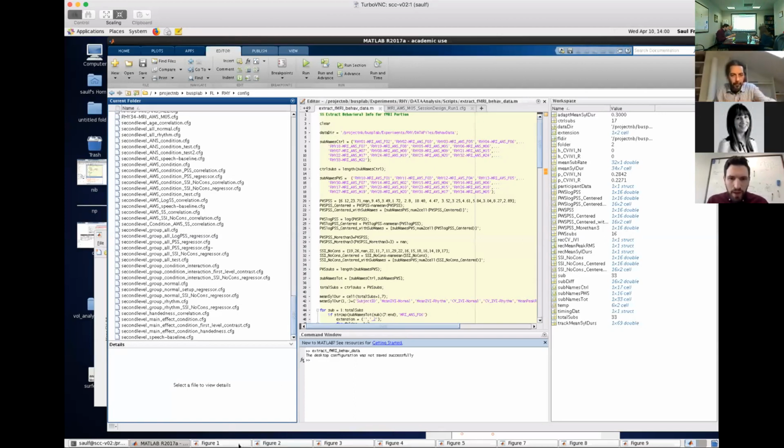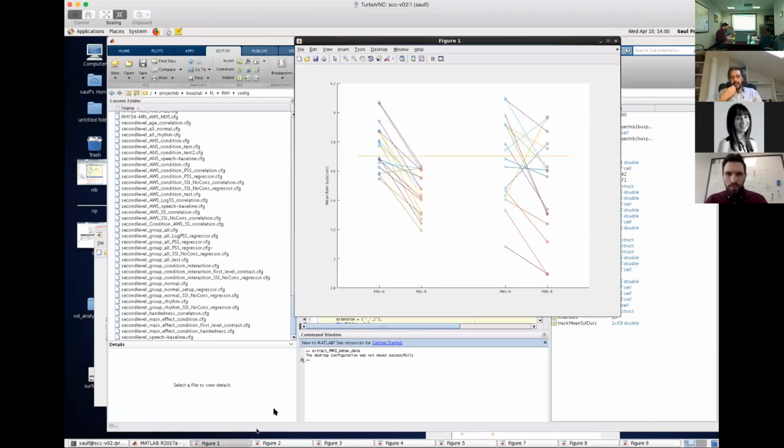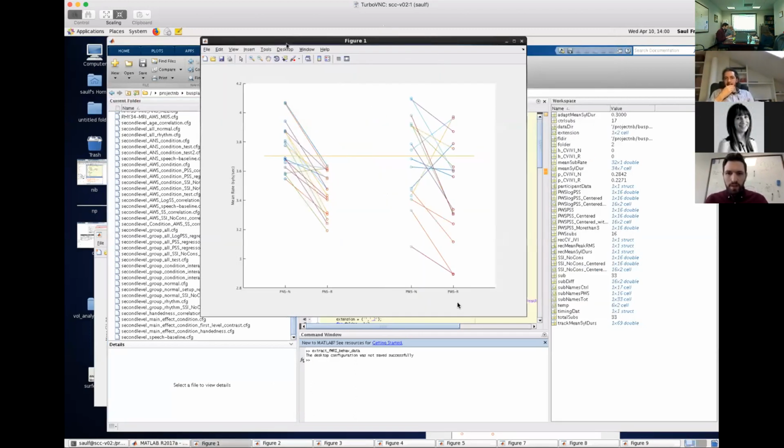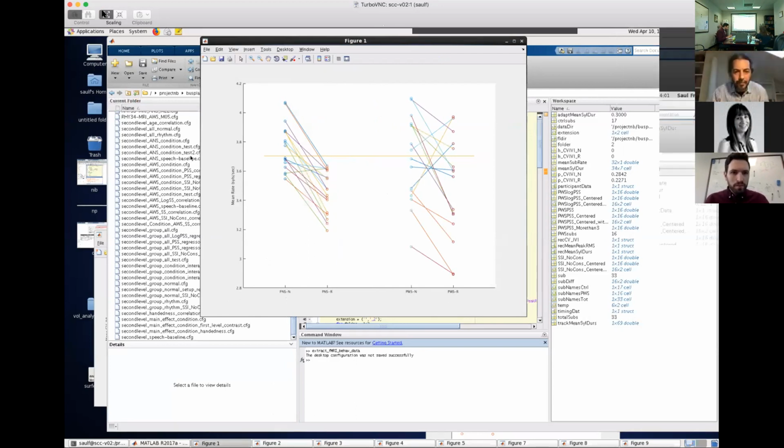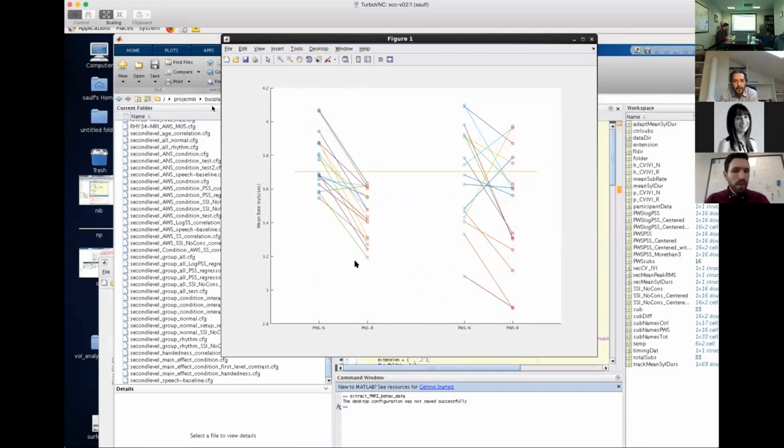So for the rhythm study, I extracted a bunch of behavioral data. The one I want to talk about here is the mean speaking rate. This is syllables per second on the y-axis, and on the x-axis you have the non-stuttering control group on the left, in the normal condition at the far left and the rhythm condition next to it, and then the stuttering group in the normal condition and the stuttering group in the rhythm condition on the far right.